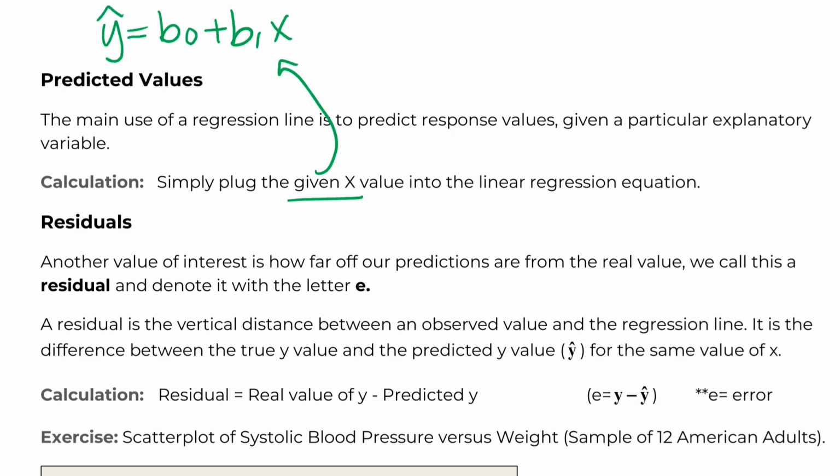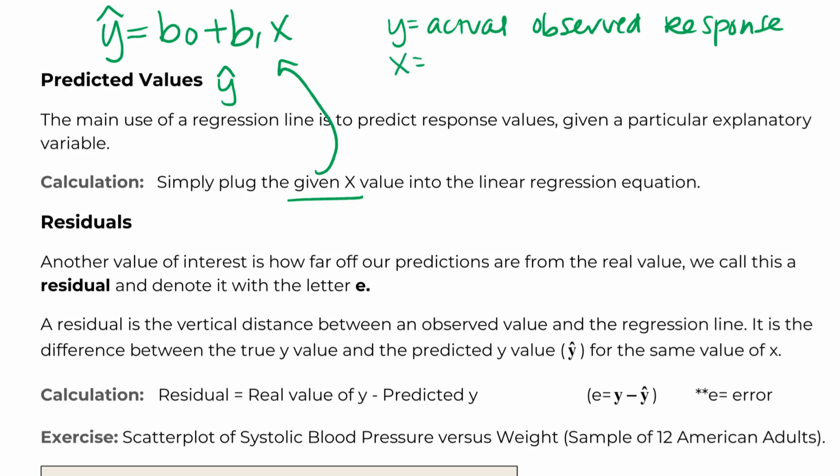Technically, this is our Y hat. That's what a predicted value is. It's our Y hat. Y is the actual observed response variable, right? X is the actual observed explanatory variable. And then we have this Y hat, which is our predicted response.